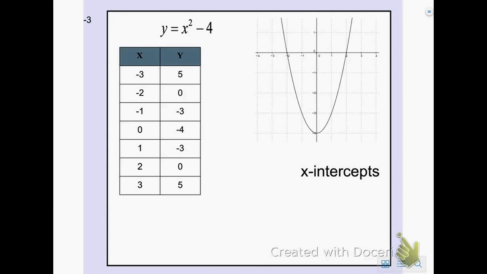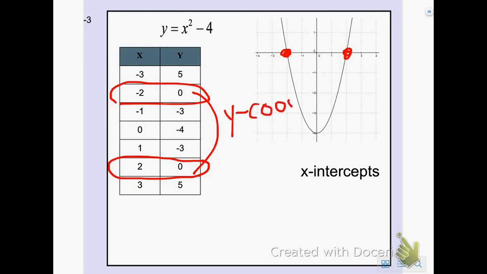The first key feature we want to talk about is the x-intercepts. Now remember, the x-intercepts are always found on the x-axis. It's the point where the graph crosses the x-axis, which in this case would be at -2 and at +2. Now we can tell the x-intercepts in the table because the point is (-2, 0), which would be here, and (2, 0), which would be here. Notice both of these have 0 as your y-coordinate.